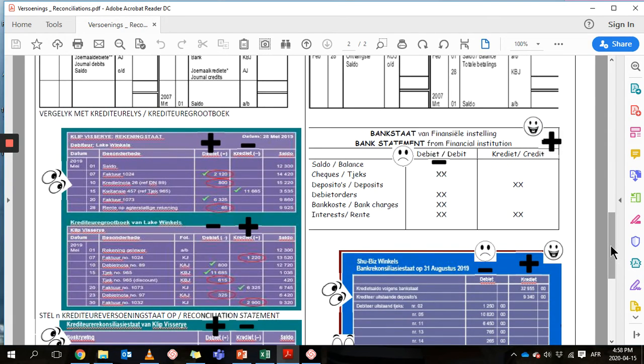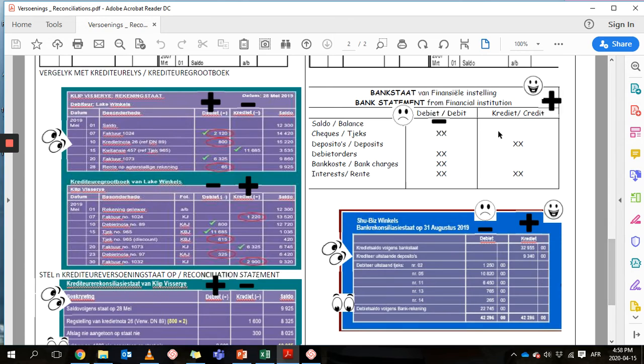If I then have to reconcile the two with each other, I need to set up a bank reconciliation statement, which is nearly the same as a creditors recon because you start with your balance, their point of view. You put in all the stuff that you see that's not on the bank statement. And then you end with our point of view.